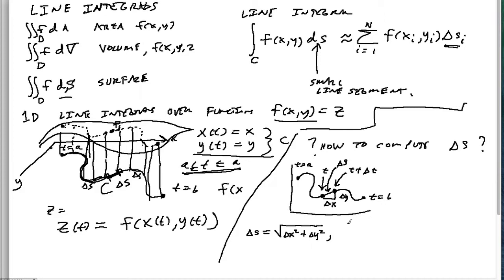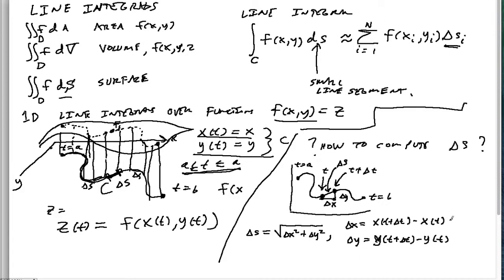Well, we know that delta x is going to be equal to x at time t plus delta t minus x at t. It's the difference from here to there in just the x function. Likewise, we have delta y is y of t plus delta t minus y of t.